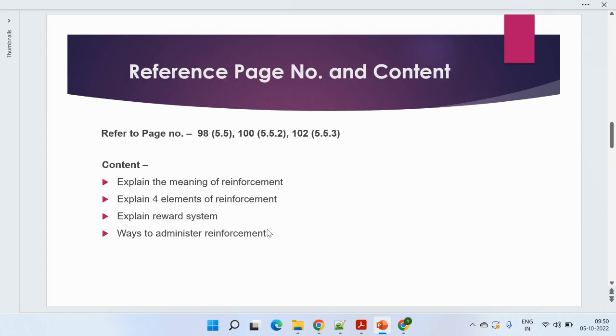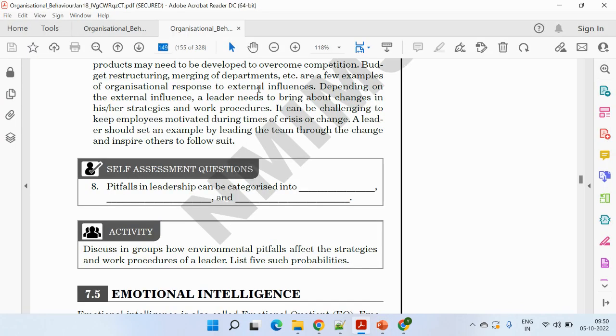So let's see what page numbers are to be referred. Firstly, you just need to explain the definition and meaning of reinforcement. So going to page number 98.